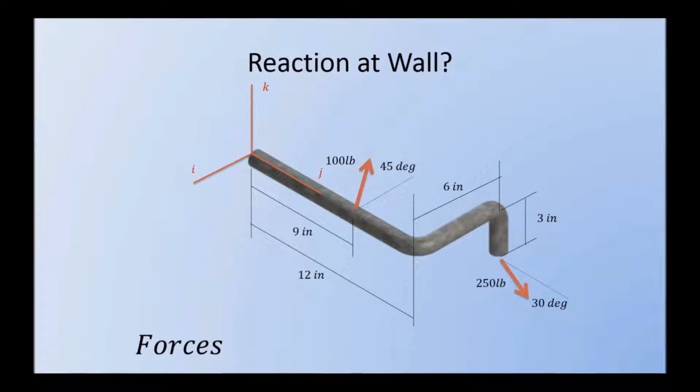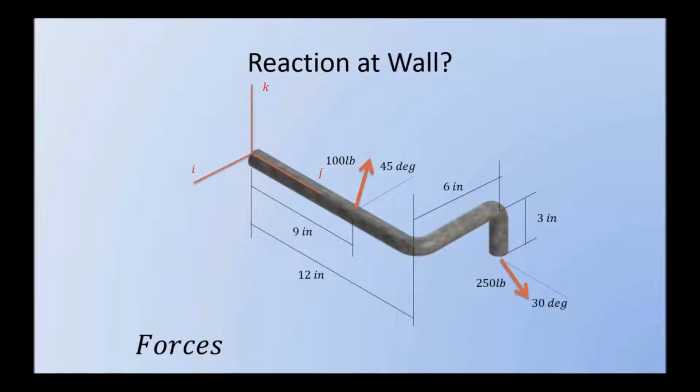We're going to start by taking a look at the forces. Now, our cut is at the wall, so we want to be able to find what the reaction is at that point, so our reaction at the wall. We're going to start by decomposing the 100-pound force and 250-pound force into their I, J, and K components.